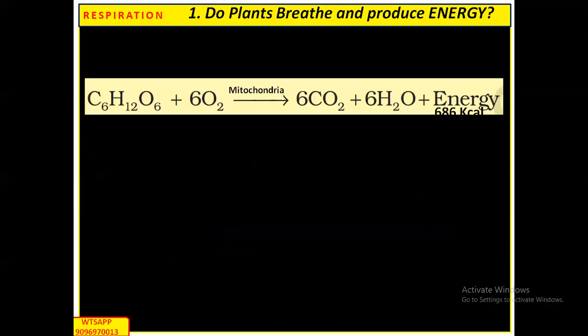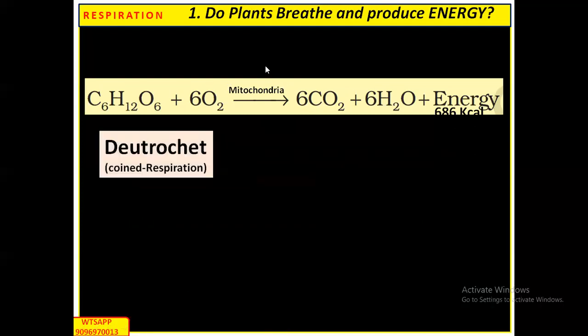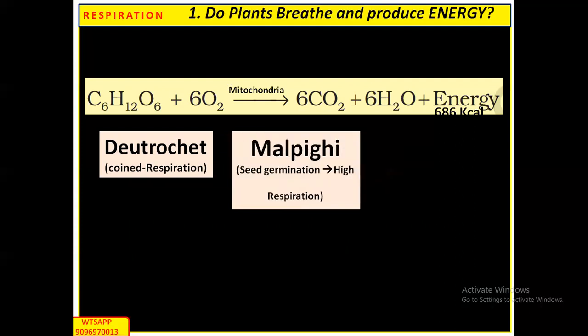Now, in this chapter we are going to study cellular respiration. This is the equation that shows aerobic respiration. With oxygen, glucose is oxidized into 6 molecules of carbon dioxide and releases energy. And this reaction requires the mitochondria. The term respiration was coined by Dietrich. The phenomenon of seed germination was studied by Murphy.